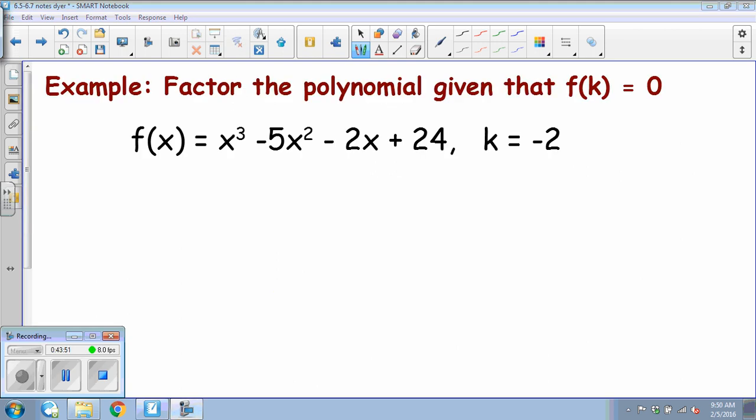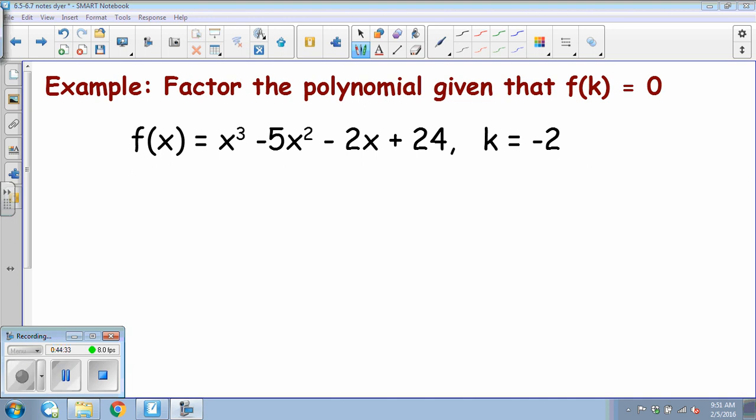Your homework has problems that look like this. The first two sets of problems say divide using synthetic division, divide using long division, right? But this says factor the polynomial given that f of k equals 0. What does that mean? That means f of negative 2 equals 0. That means when I plug in negative 2, I get 0. That means my remainder is 0. So, if my remainder is 0, is this a solution? Yes. So they're giving you a solution, and then they want you to factor it.